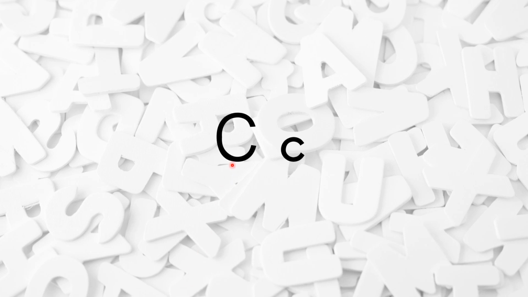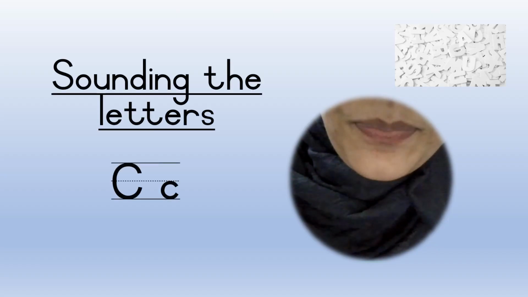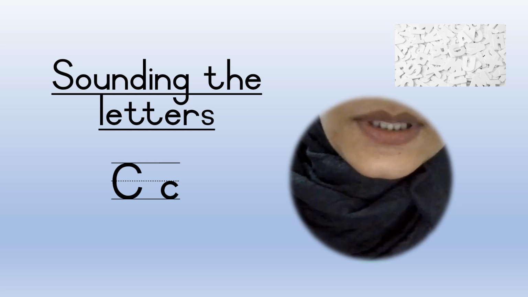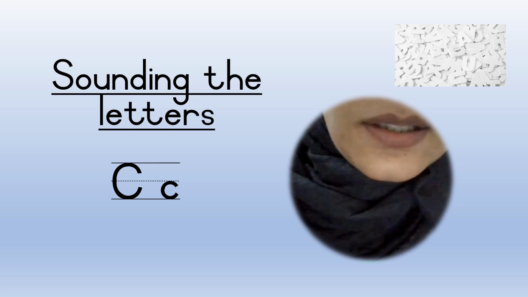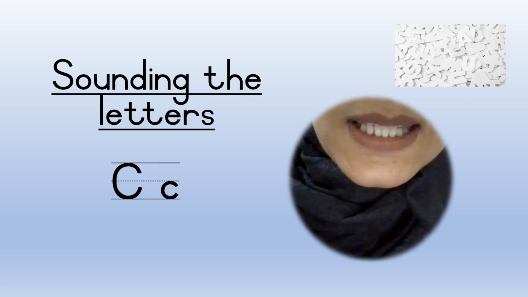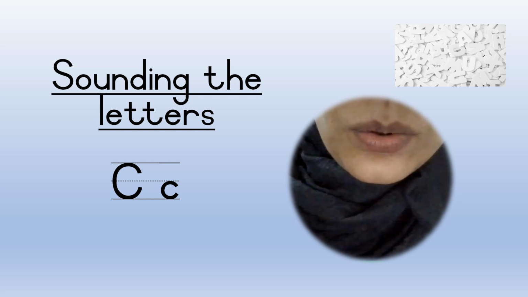Today's lesson is about the letter C, which makes the K sound. The letter C. So how do we sound the letter C? We say K usually, but sometimes it has a S sound. So K or S. There are certain rules when you will use it as a K sound.